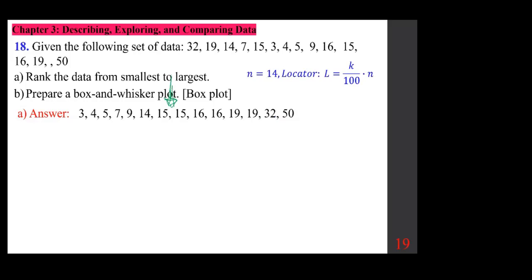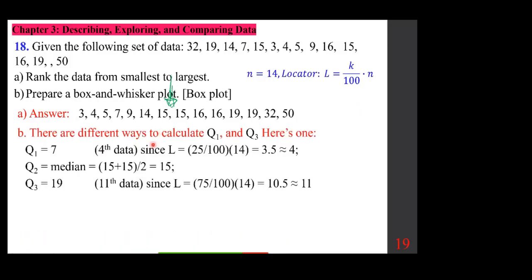The next one is to do the following using the locator. K over 100, remember, this is really a percentage. For example, if you want Q sub 1, I want you to pay attention to this. For Q sub 1, you need 25 over 100. I want you to ignore the answer I've given. For Q sub 1, we need the 25th percentile. Remember, Q sub 1 separates the bottom 25% from the top 75%. That's why this number is 25. So in fact, it's just 0.25.